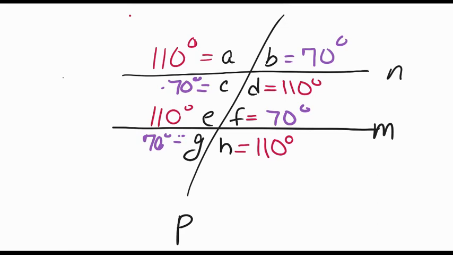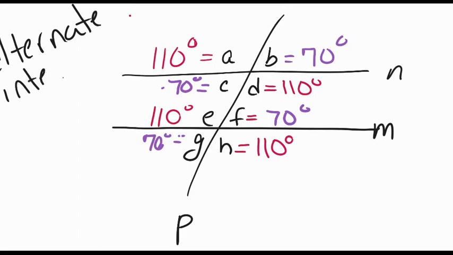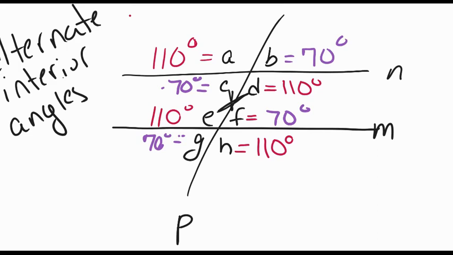Those are supplementary angles. And then another thing we're going to look at is called alternate interior. These are our interior angles. They're inside the parallel lines. Alternate means they're on the opposite side, and they're also congruent. So if you look, C and F are both inside the parallel lines, on opposite sides. So those are called alternate interior angles. So E and D are alternate interior, and C and F are alternate interior.